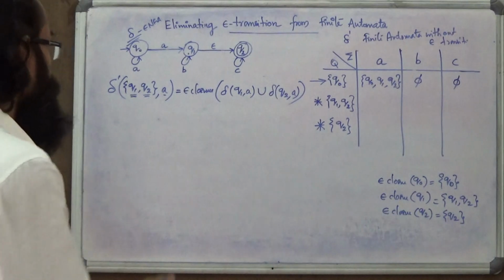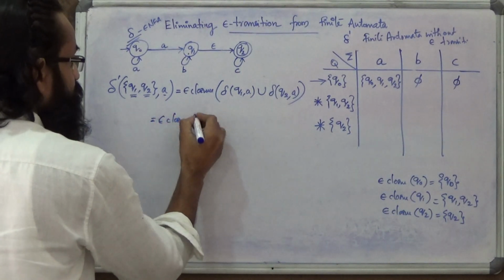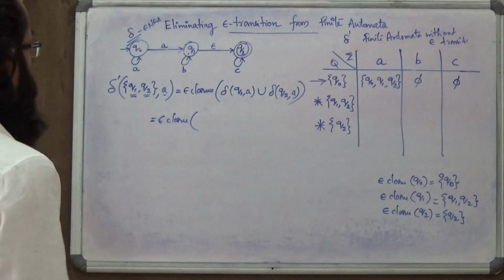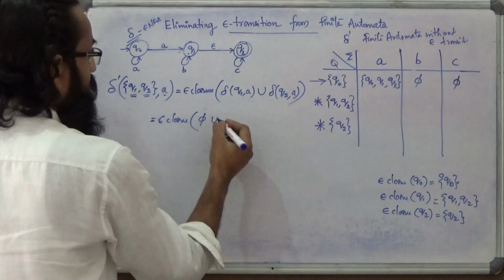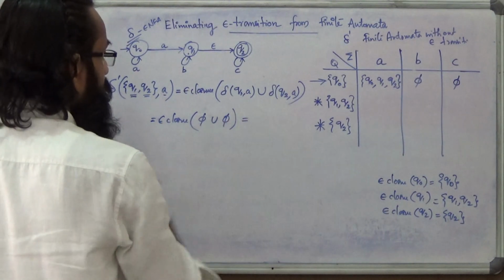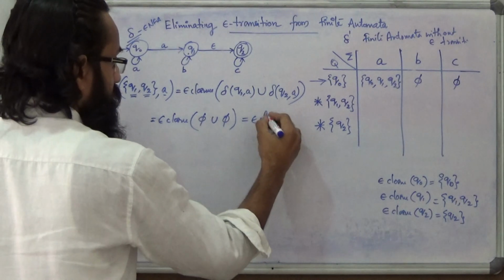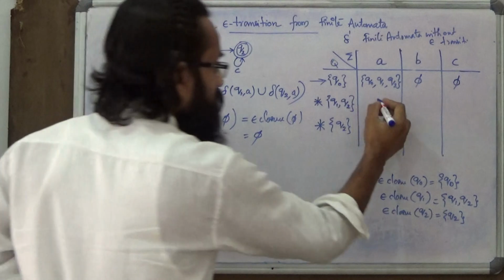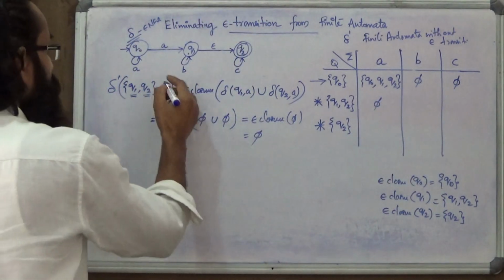So this will be equal to epsilon closure of delta Q1 A union delta Q2 A. Delta Q1 A is null set, and delta Q2 A is also null set. So this will be epsilon closure of null set, which is equal to null set. So this will be empty.